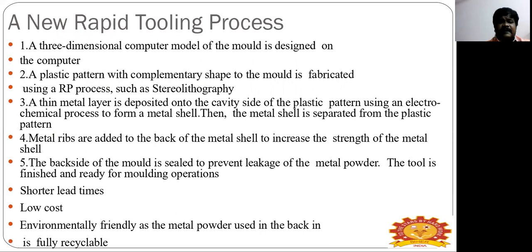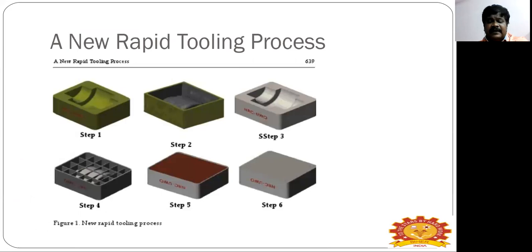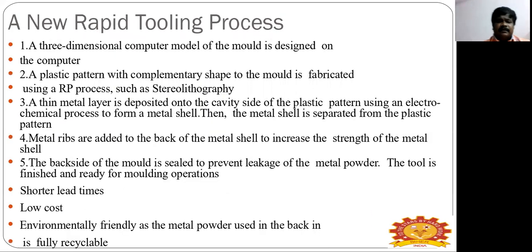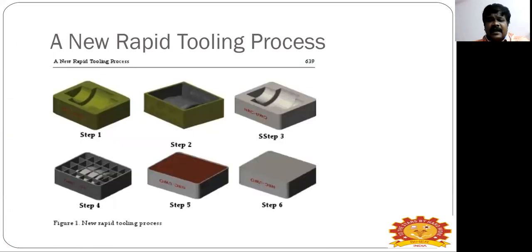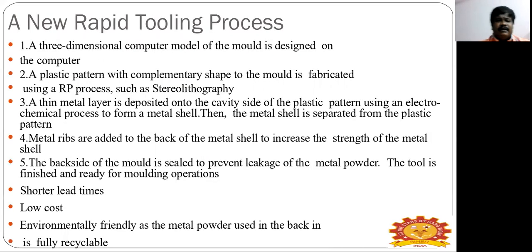In this, the three-dimensional computer model of the mold is first designed on the computer. Second, you can see the figure: the plastic pattern with a shape complementary to the mold will be fabricated using the RP process, that is stereolithography. Third, a thin metal layer will be deposited on the cavity side of the plastic pattern using an electrochemical process, forming the metal shell.